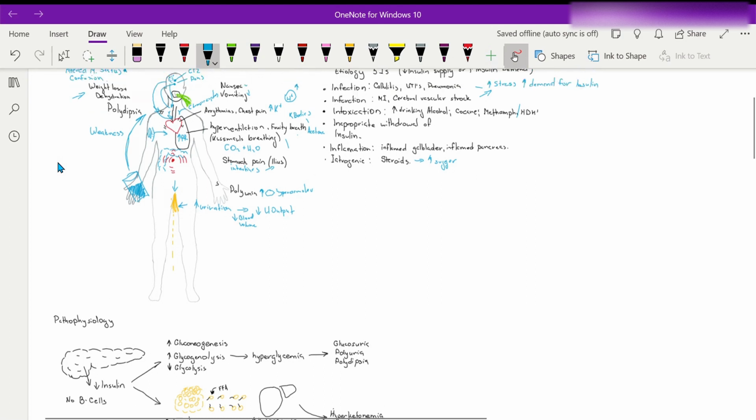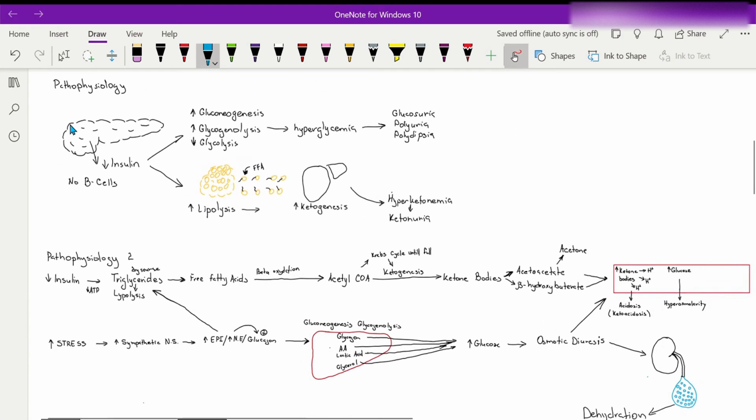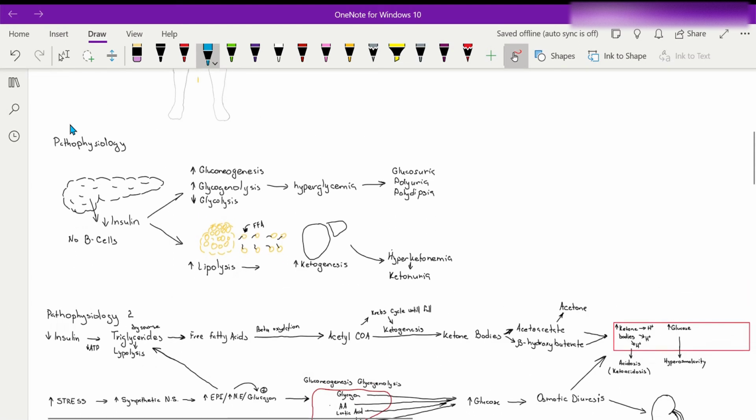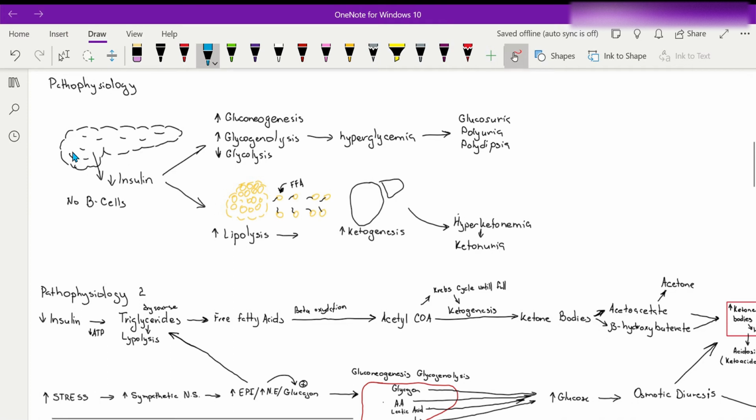I will continue with pathophysiology in diabetic ketoacidosis. So pathophysiology is quite big. The pancreas that produces the insulin does not have beta cells in diabetes type 1 patients. So they are not producing the insulin.